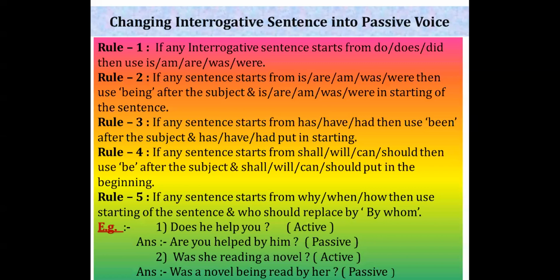Next, was she reading a novel? The sentence starts from was. So what will we add here? Being, B-E-I-N-G. Was a novel being read by her? And at last we have to put a question mark. Don't forget to put a question mark, because this is an interrogative sentence.